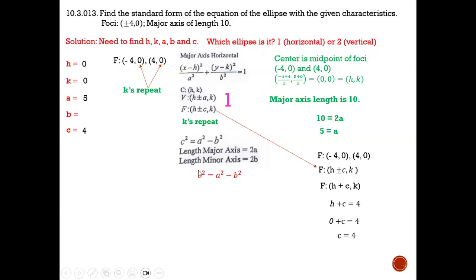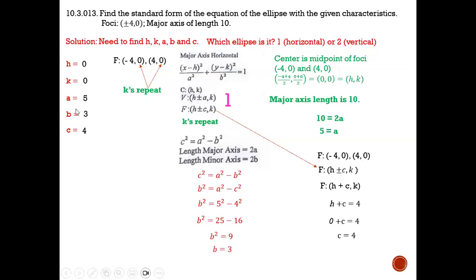Okay, so now I'm going to use this formula over here. I have my C value. I already have my A value. I'm going to go ahead and solve to find my B value. So I rearrange it first so that I can solve for B. So if I add B squared to both sides, but then move the C squared, B squared equals A squared minus C squared. Plug in the values that I have, the A, which is 5, and the C, which is 4. So 5 squared is 25 minus 4 squared, which is 16. 25 minus 16 is 9. Square root is 3, so I found my B, which is 3.